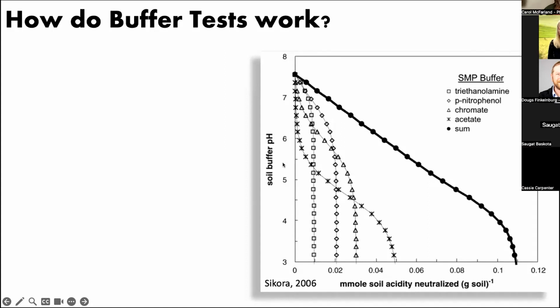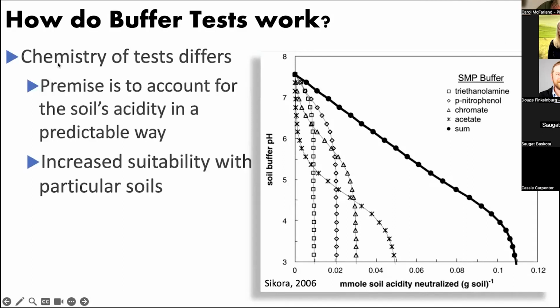So how do buffer tests work? The chemistry of the tests differ, but the overall principle is that it's a mixture of different chemical compounds that start at a higher pH, and then when you add acidic soil, the decline in pH of the buffer solution decreases in a very predictable way.